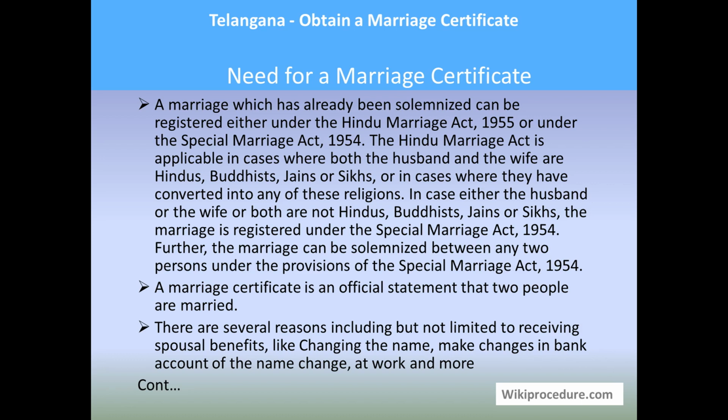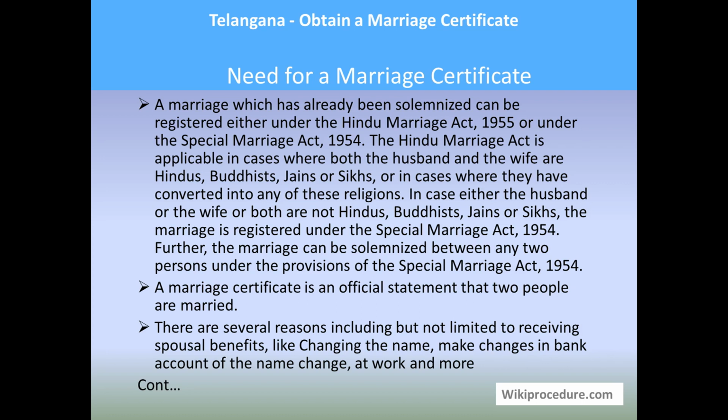In case either the husband or wife, or both, are not Hindus, Buddhists, Jains or Sikhs, then the marriage is registered under the Special Marriage Act 1954. Further, the marriage can be solemnized between any two persons under the provision of the Special Marriage Act 1954.